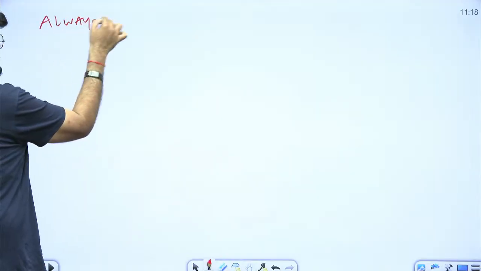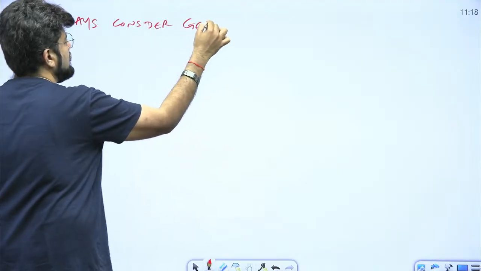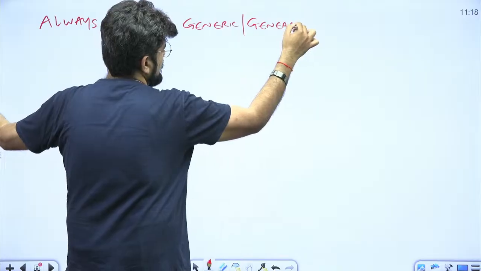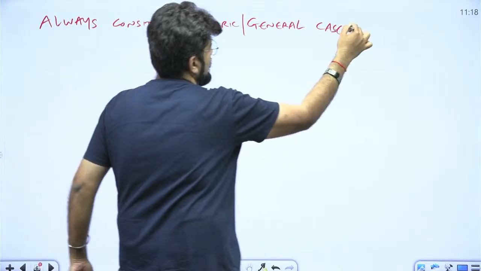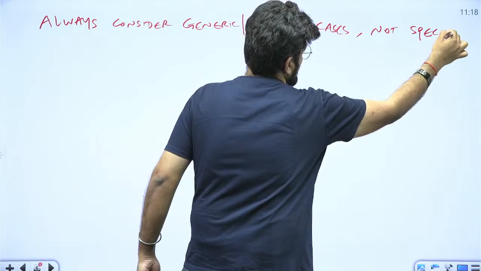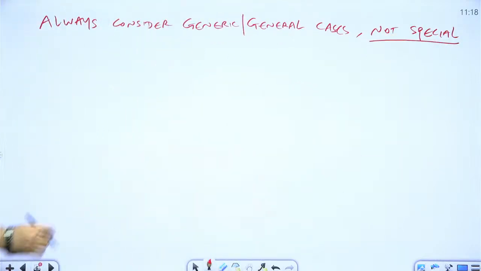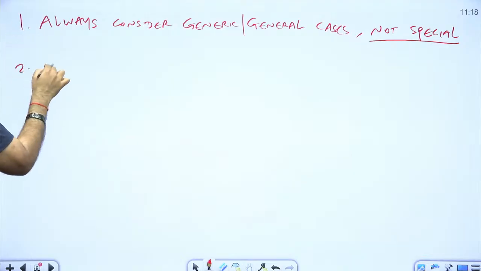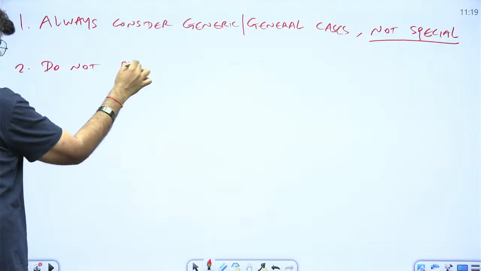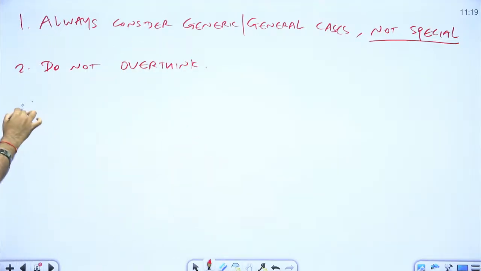Always consider generic or general cases, not specific. Remember, not special cases. Special cases will always be avoided. Okay? And never overthink. Don't overthink. It is always a very simple logic. They will never have to overthink. For example, I'll give you another example.